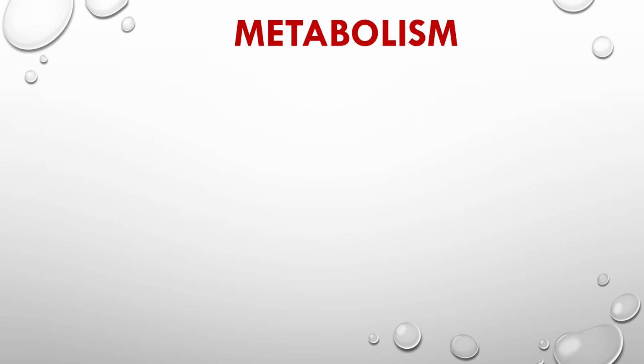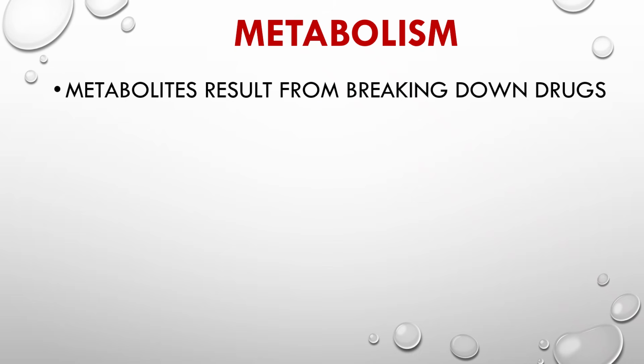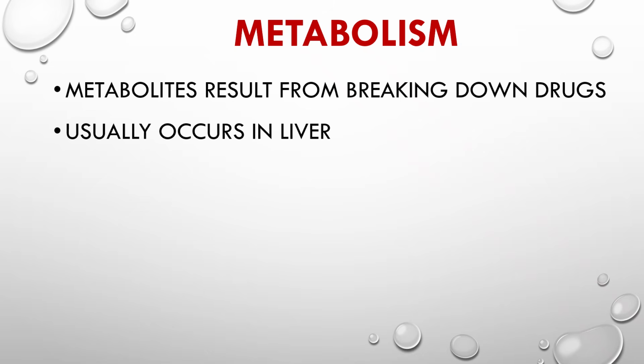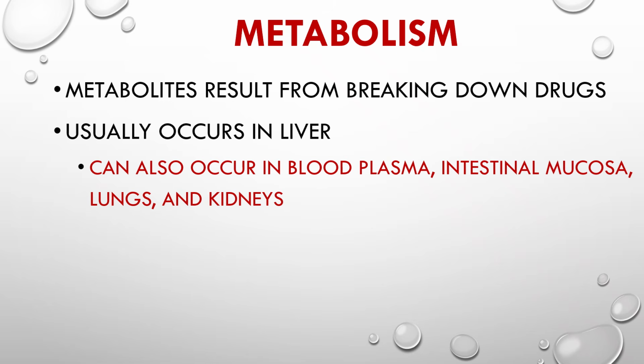Now, metabolism or biotransformation, this is the breaking down of the drug, and those are referred to as metabolites. So as a drug is broken down into smaller chemicals, those smaller chemicals are called metabolites. And this predominantly occurs in the liver. So if we think about the circulatory system being important in absorption and distribution, the liver is where we're mainly breaking down. It's kind of our detox center. It's breaking things down. This can also occur in a few other places like the blood plasma, the mucosa of the intestines, the lungs and the kidneys, but for the most part, we think about the liver.